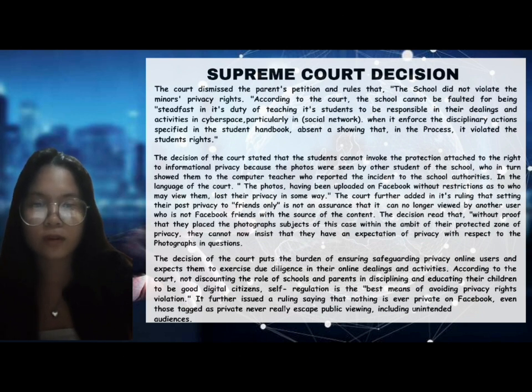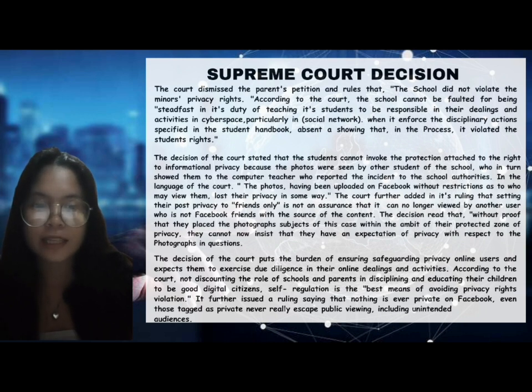The court further added in its ruling that setting their post privacy to friends only is not an assurance that it can no longer be viewed by another user who is not Facebook friends with the source of the content.